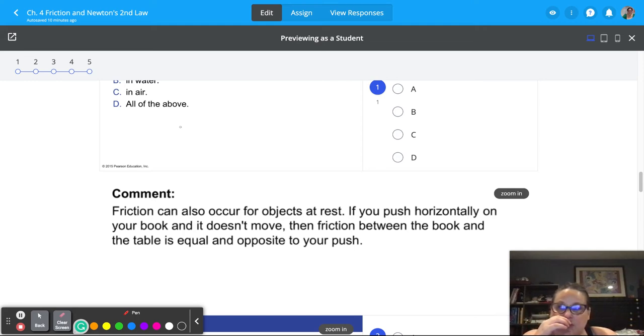So if you push with 10 newtons of force on something, it may not move until you get to 50 newtons of force, at which point it would start moving. So you're applying a force all the way up to 50 newtons, and then all of a sudden you've broken that friction and it starts to move. You've exceeded the amount of friction between the object and the surface.